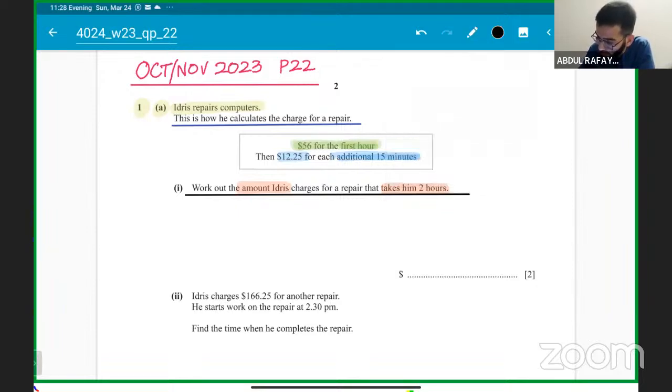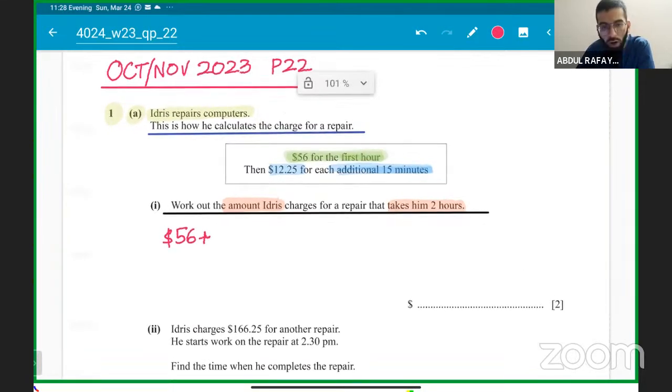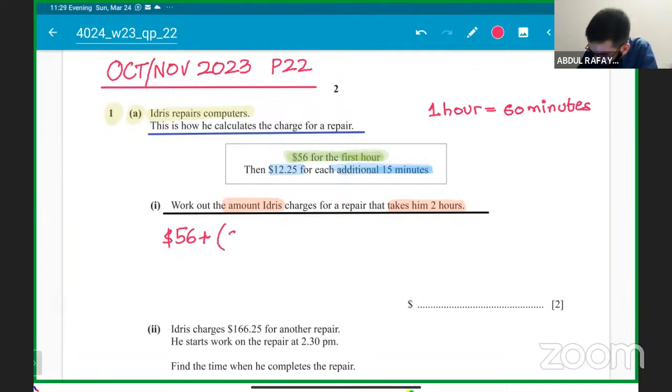It's very simple. $56 is for the first hour. He is taking 2 hours in total, so the first hour is covered here, and for the remaining, he is charging 12.25 for each additional 15 minutes. 1 hour is 60 minutes, so 15 minutes times 4 is 60 minutes, 1 hour. So 12.25 will be charged 4 times to make up the next additional hour.